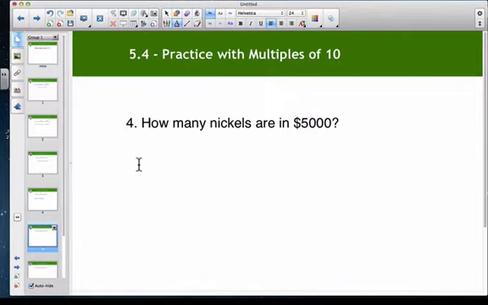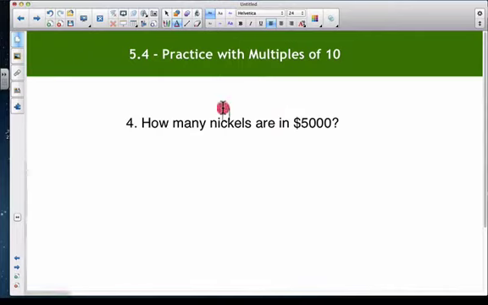How many nickels are in $5,000? Now this one gets a little bit trickier. Again, I need some prior knowledge with money. I'm going to ask myself that question. What's the question again? That's right, how many are in 1? And I know if I didn't know how many nickels were in $1, I could do the math. I could count by fives because I know a nickel is worth 5 cents. So if I counted by fives all the way up to 100, which is how many cents are in $1, we would find out that there are 20 nickels in a dollar.